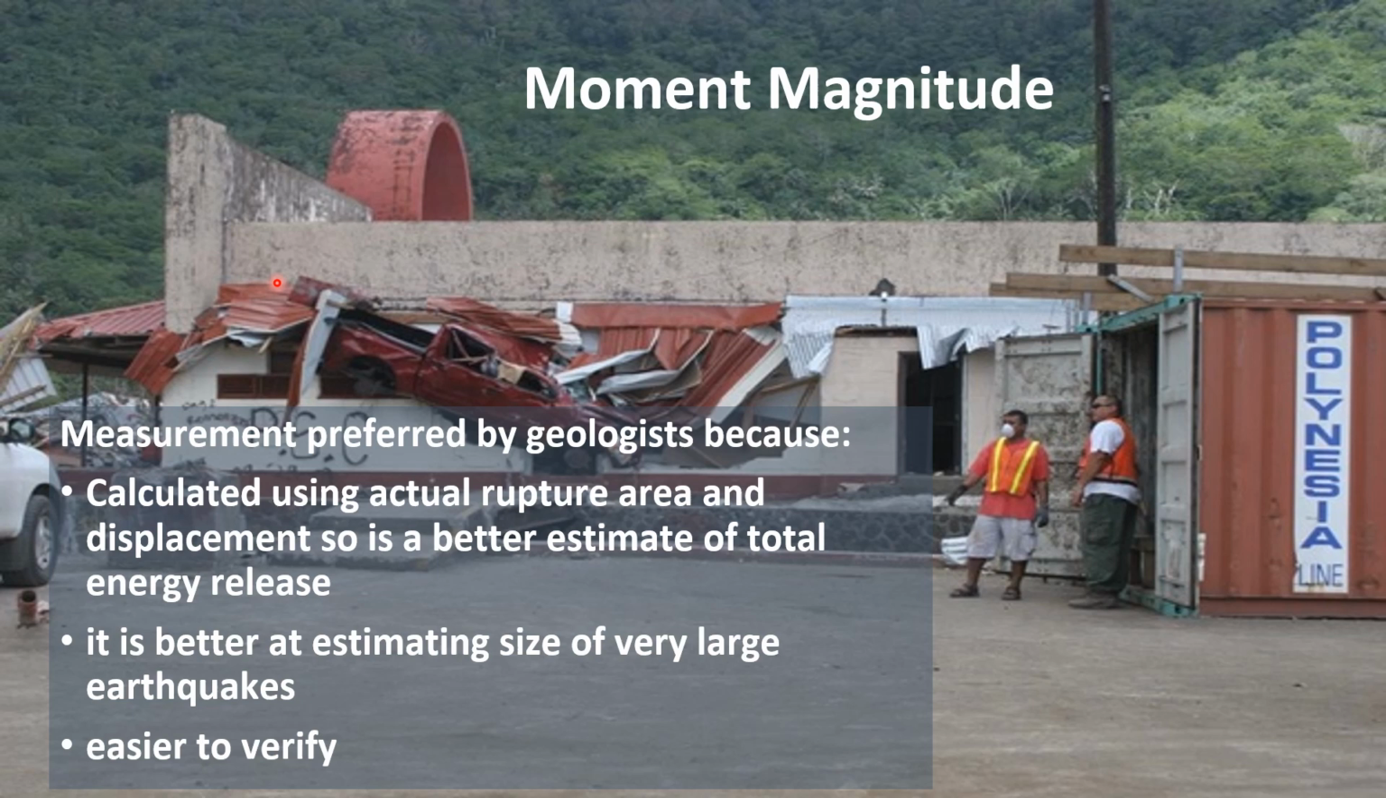Geologists, on the other hand, prefer to use the moment magnitude, which is calculated using the actual rupture area and displacement. So it's a better estimate of the total energy released. The rupture area is where the rock begins to fail due to the earthquake, and displacement is how much that rock is moved from its original place at the moment of the earthquake. It's also better at estimating really, really large earthquakes, which we're keen to investigate, and it's a lot easier to verify.